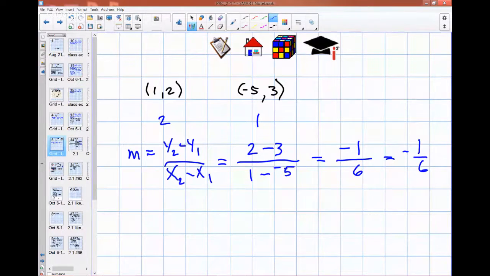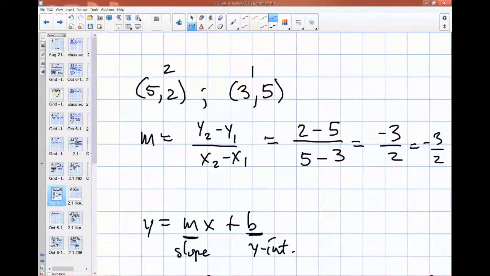All right, let's take a look at another one. So this one's leave here. Let's say we want to do the points 5, 2, and 3, 5. And you can see I decided to number them a little differently this time. It doesn't matter. By the way, I would recommend that you write on your paper which one you picked as point 2 and which one you picked as point 1. That way, when you look back, you'll know.